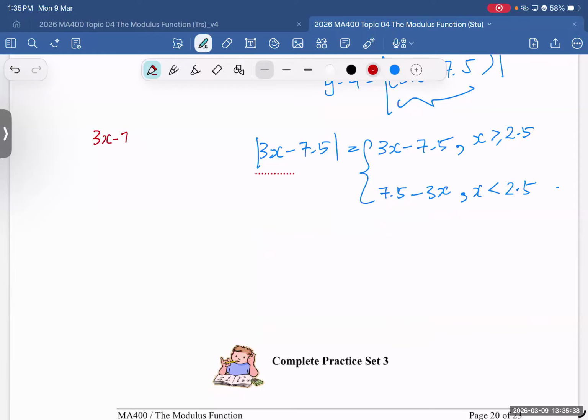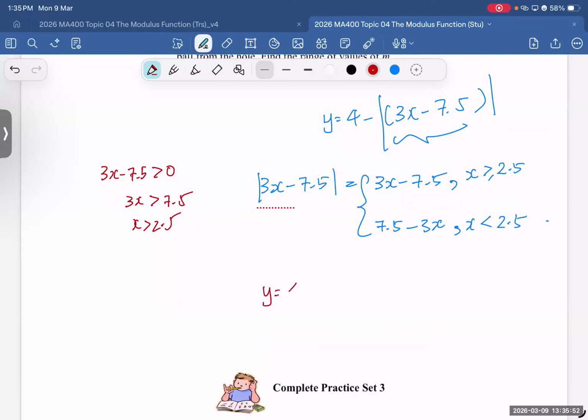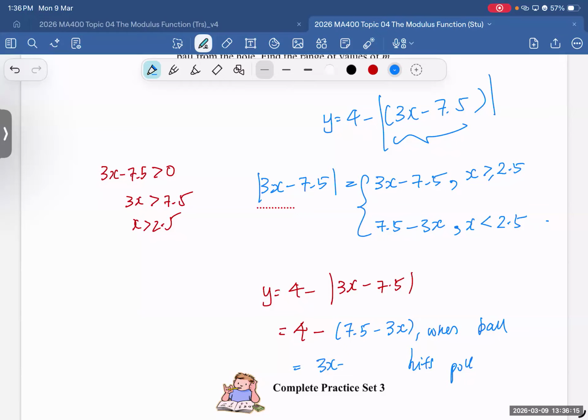So 3x minus 7.5 more than 0, 3x more than 7.5, x more than 2.5. Is it okay? So that's why y equals 4 minus modulus of 3x minus 7.5 is equal to 4 subtract 7.5 minus 3x when the ball hits the pole, which is 3x minus 3.5. Is that okay?